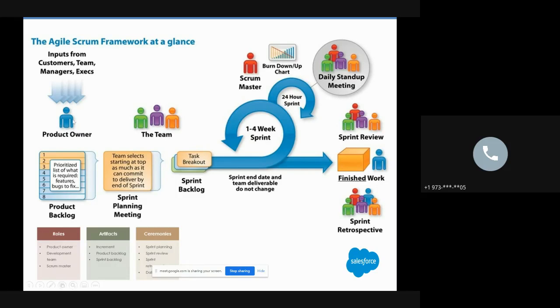Product owner. So if you look quickly at the bottom left here, the roles, we have three roles under Scrum: product owner, development team, and Scrum master, right? Again, all these three roles work together in collaboration, but each of them has their own responsibilities, right?